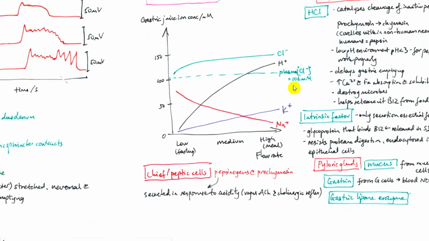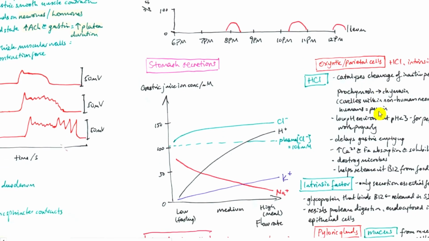The oxyntic or parietal cells secrete hydrochloric acid and intrinsic factor. Hydrochloric acid has many functions. So first, it catalyzes cleavage of inactive pepsinogens into pepsins and prochymosin into chymosin, which curdles milk in non-human neonates, but humans use pepsin. And the breakdown of these inactive enzymes into active enzymes is pretty important. It also provides a low pH environment, an acidic environment less than pH 3 for pepsins to work properly.